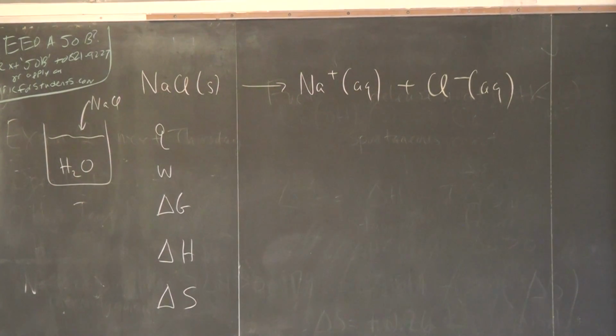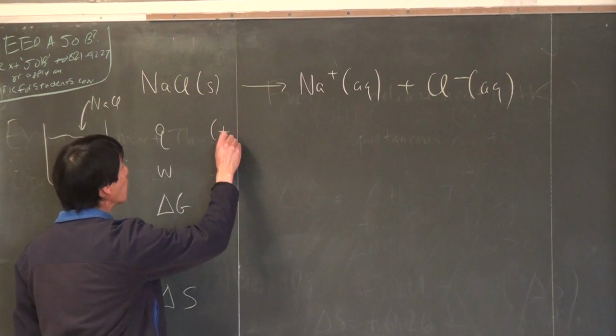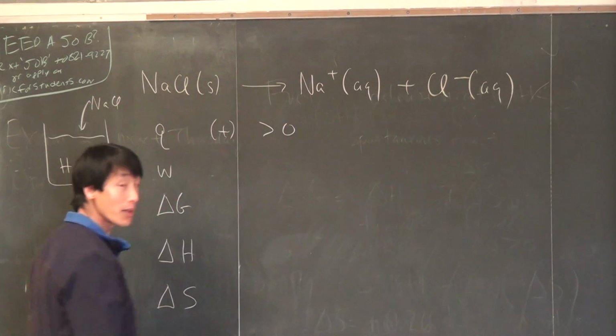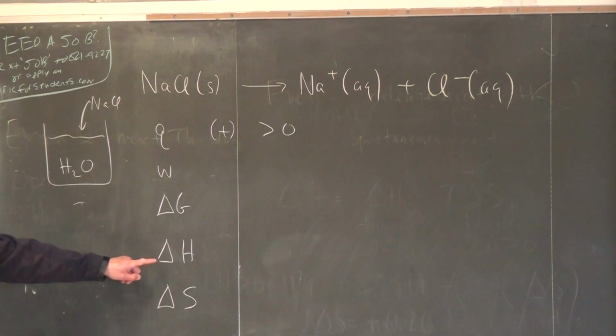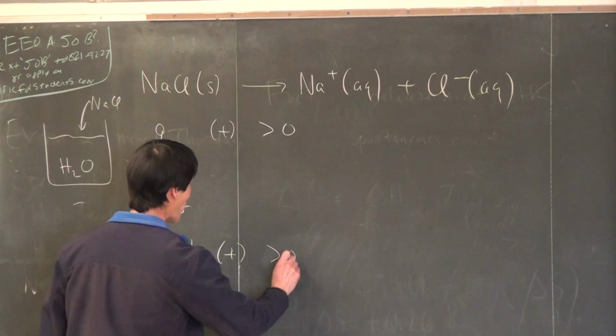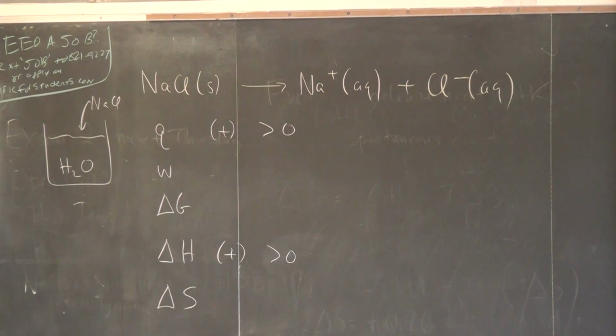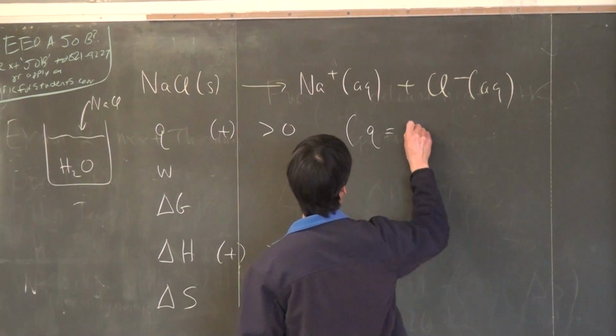So is Q going to be positive or negative? Greater than 0 or less than 0? So this is going to be plus, or greater than 0. How do we know that? Yeah, because we said that delta H should be, we knew it was positive, or greater than 0. So how is Q related to delta H? Yeah, so remember that there's that formula, Q is equal to delta H.